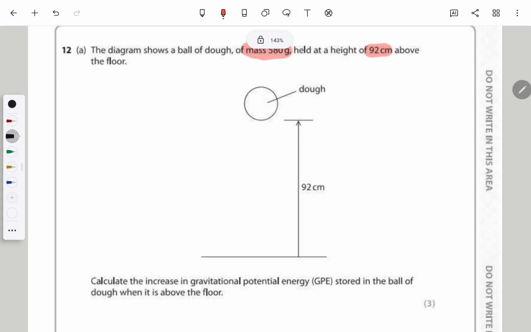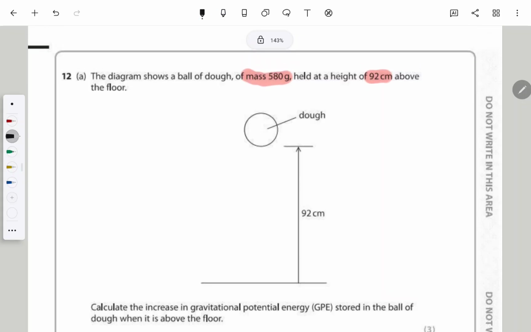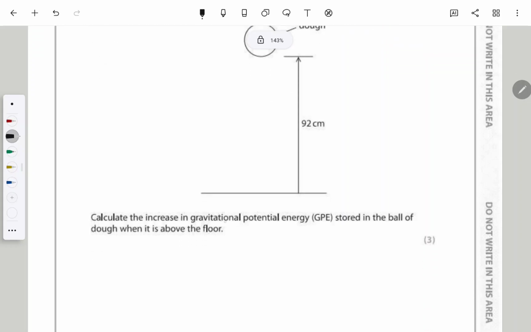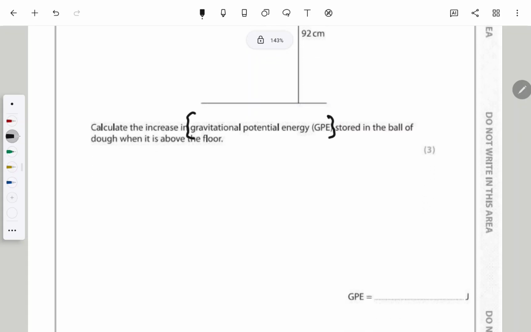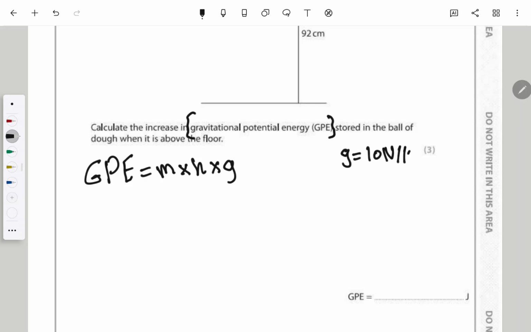It's very simple here. You have a ball, the mass of it is 580 grams. The height of it is 92 centimeters, and it wants you to calculate the gravitational potential energy, the GPE. From what we studied in this unit, we all know that the gravitational potential energy, GPE, equals mass multiplied by height multiplied by gravity. And note, gravity is always assumed to be 10 newtons per kilogram.